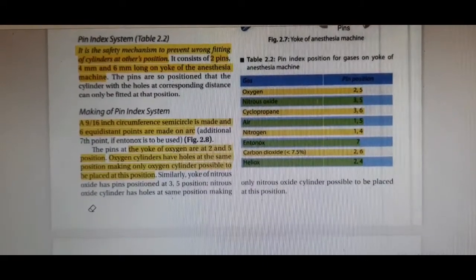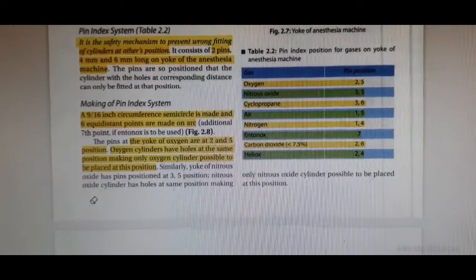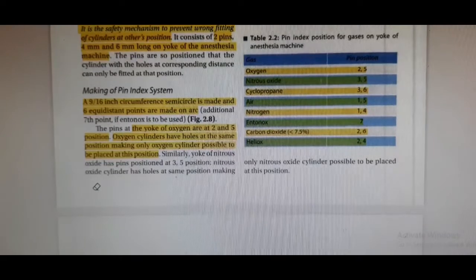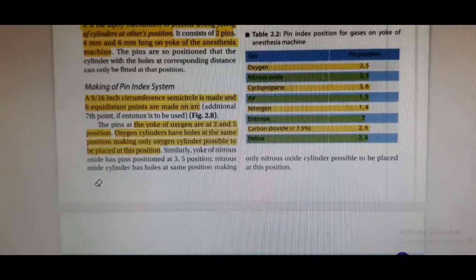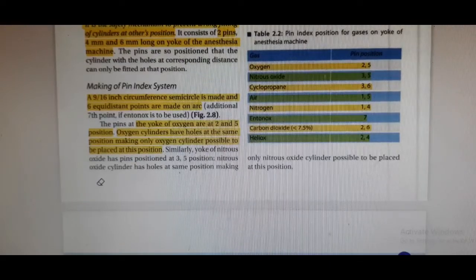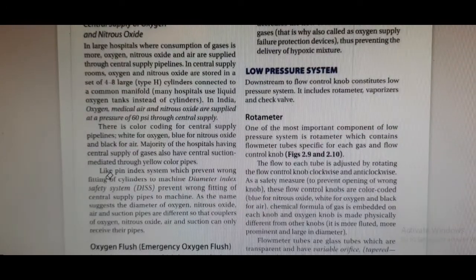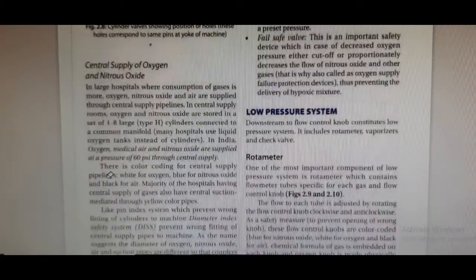In last class, we studied anesthesia technology and a chapter called Anesthesia Machine. We covered cylinders, pin index system, yoke assembly, and various other parts of the anesthesia machine. So, in this video, we'll be studying the central supply of oxygen and nitrous oxide, the continuation of the anesthesia machine chapter.